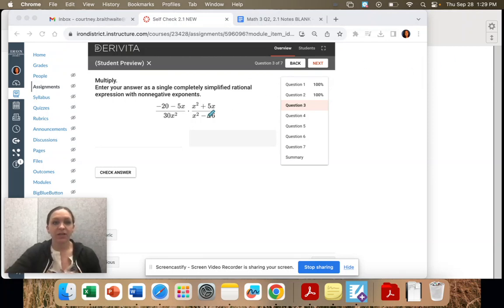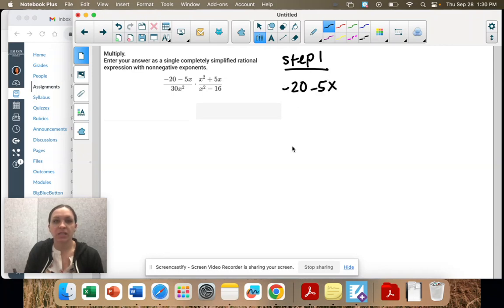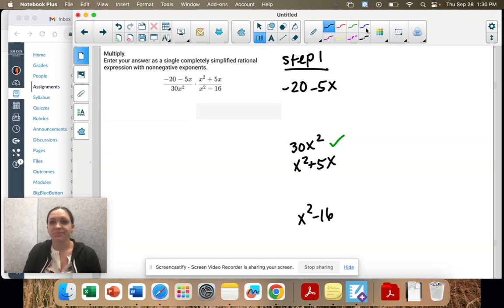Okay, number 3. Same thing, we're multiplying. So our first step is to factor everything. So I have negative 20 minus 5x, 30x squared. There's no add or subtract, so that's done. x squared plus 5x and x squared minus 16.